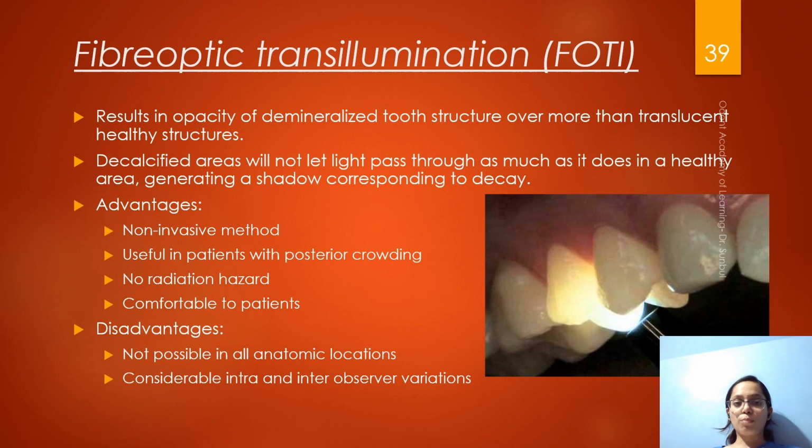Then the fibro-optic transillumination, it results in the opacity of demineralized tooth structures over more than the translucent healthy structures. The decalcified areas will not let light pass through as it does in a healthy area. Okay, that will lead to a formation of a shadow.